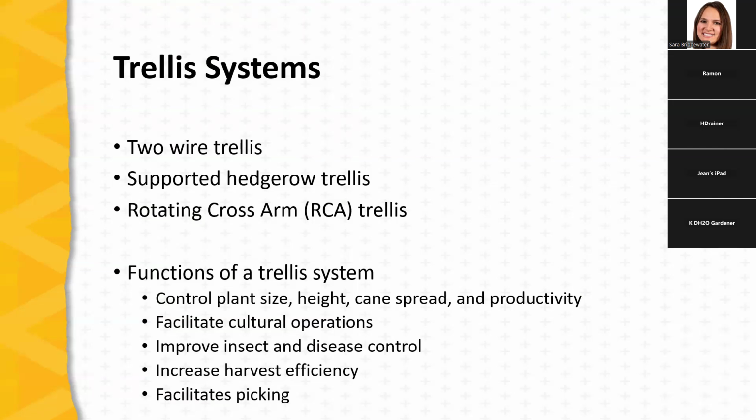Why do we want to trellis? There are some functions. You want to control the plant size, height, and the cane spread. You want to tie them up so they won't fall and keep them upright. Facilitate cultural operations. If you want to improve insect and disease control by spraying, that helps a lot. It also facilitates the harvest, the picking of the fruit.